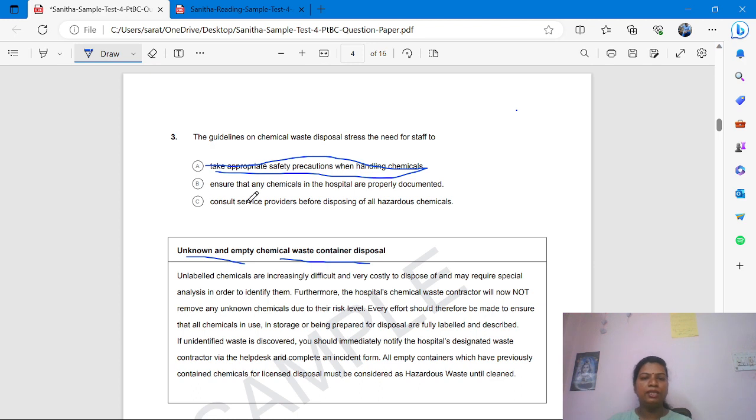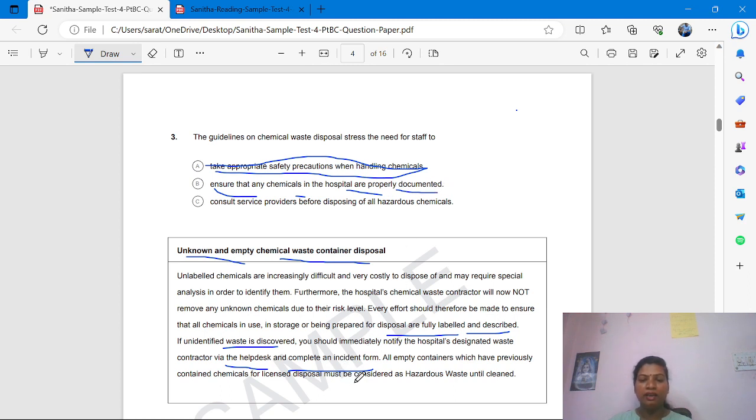Then read the second option. Ensure that any chemicals in the hospitals are properly documented. Is it saying so? Here you have to properly label and describe. If there is unidentified waste discovered, you have to complete an incident form and inform the contact. Ensure that the disposal stresses the need for staff.